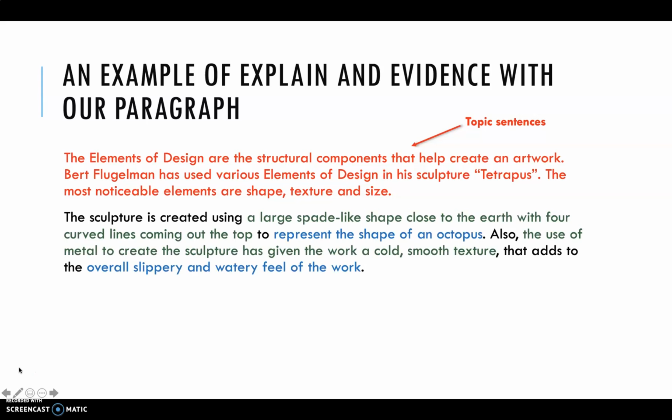Oh, beautiful. And then you've got in the green, you've sort of explained your topic sentence a bit more. So the sculpture is created, you're giving me a description. So using large shapes with 4 curved lines coming out of the spade top part to represent the shape of an octopus or a squid thing. So also the metal used to create the sculpture gives it a cold, sort of smooth texture.